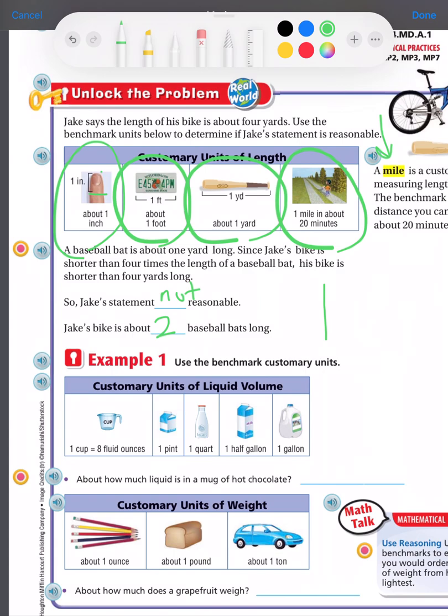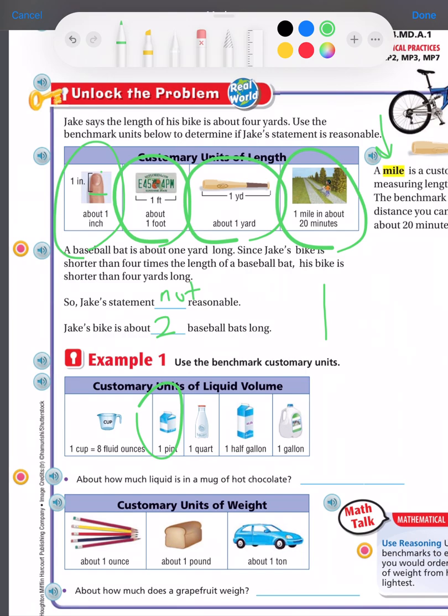Customary units of liquid volume. You got a cup being 8 fluid ounces. Like a measuring cup, a cup you might use to measure when you're baking. About 8 fluid ounces. In fact, it is exactly 8 fluid ounces. A pint. When you think about your little milk cartons at school, those are half pints. So a pint is what you might buy cream or half and half coffee creamer in. A pint is like 2 of your cartons of milk in the cafeteria.